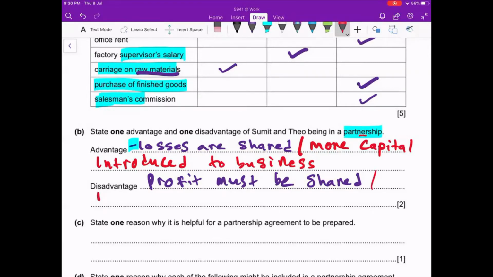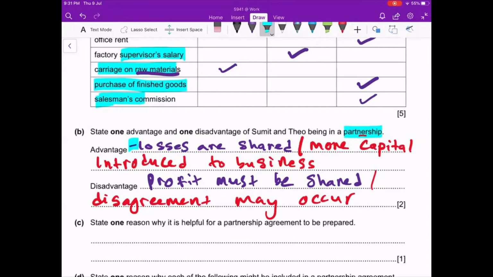Another one is disagreement. Disagreement may occur. If you're a sole trader, you can decide whatever you want. You take the decisions. But in a partnership, there are two or more people. So maybe one partner will agree to something, another partner agrees to another thing. So maybe there's a disagreement. Okay, so that's it for question B. Now we go to question C.